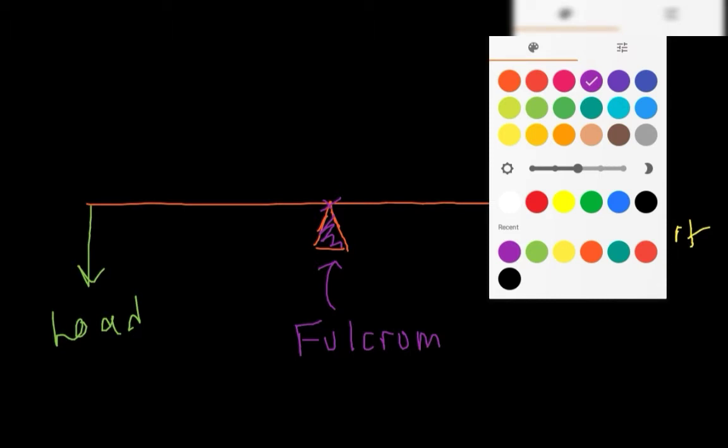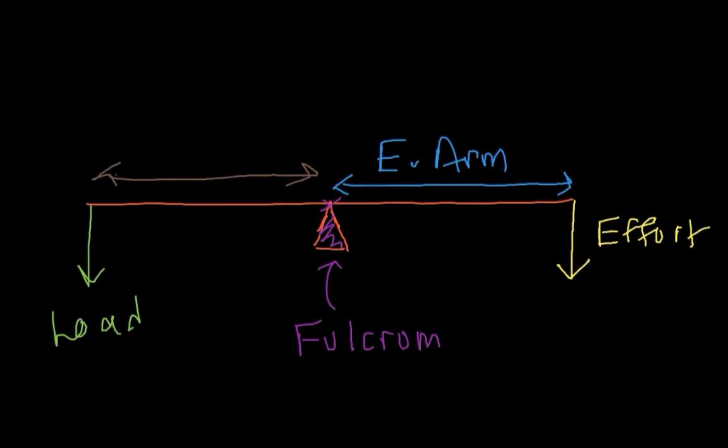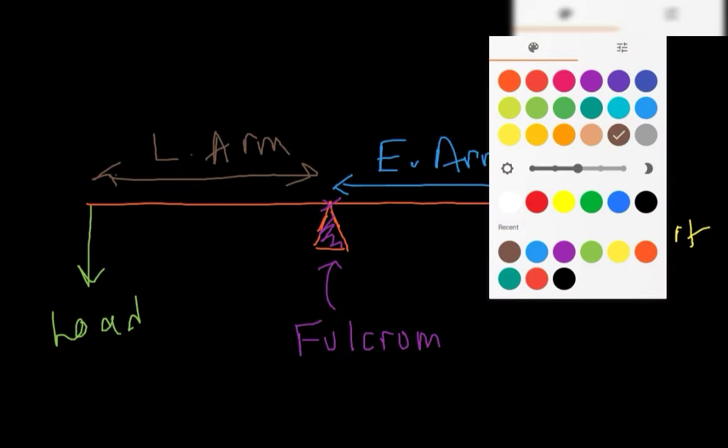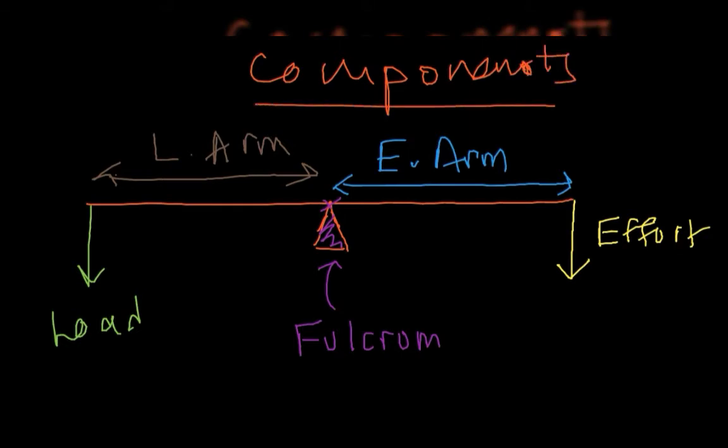Now if you see the perpendicular, let me change the color here to blue, the perpendicular distance between the effort and the fulcrum is called the effort arm. So perpendicular distance between the effort and the fulcrum is nothing but the effort, I'm writing E arm. Okay, and then same way the perpendicular distance between the load and the fulcrum is nothing but the load arm. This is like if people ask you ever what are the components of a lever, this is what you should draw and explain in the exam. Okay, these are the components of the lever.